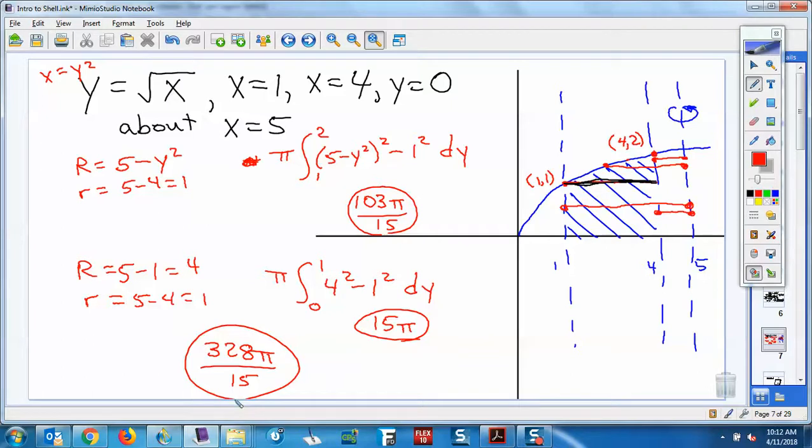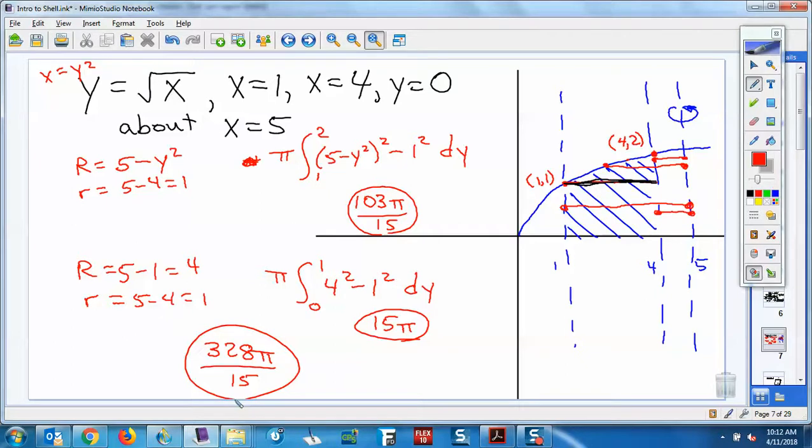328 pi over 15. Can you always use your shell method? No. That's a great question. And to be honest, you can't. In theory, you could always use the washer method. In theory. But it's pretty tricky. Here's why this alternate method is going to work.